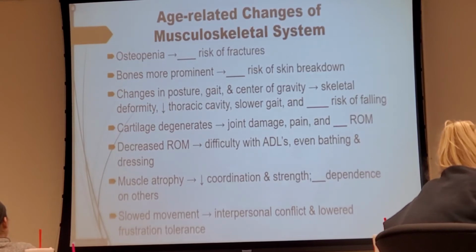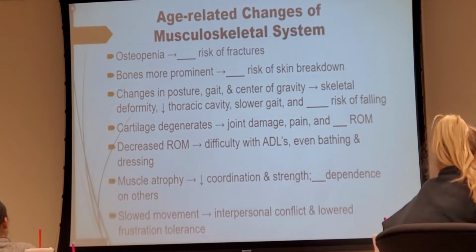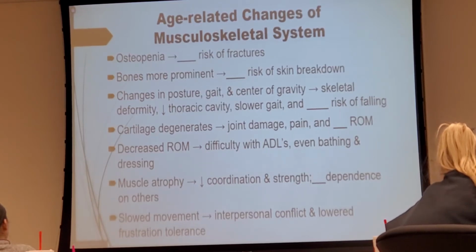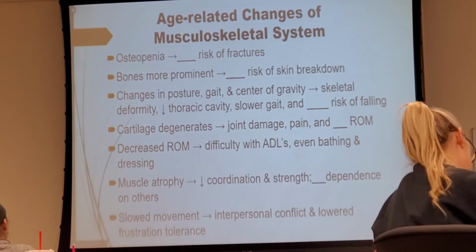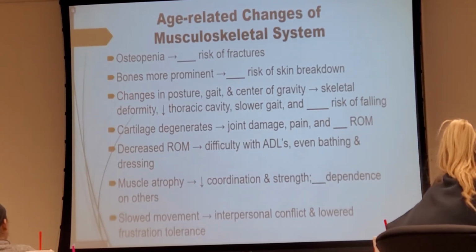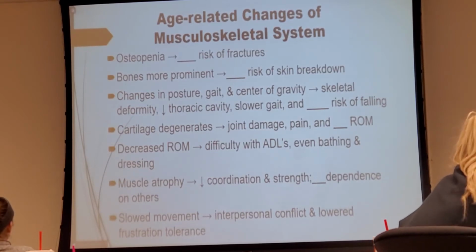Changes in posture, gait, and mobility can lead to skeletal deformity, decreased thoracic cavity, and a slower gait. Which direction would the risk of falling go? Increase. So we've got an increased risk of falling and an increased risk of fracture. That's why all those safety measures in older adults become so important. Another intervention is working to correct poor posture early, because poor posture can over time cause that skeletal deformity that's going to throw their balance off further and make them more prone to falls.